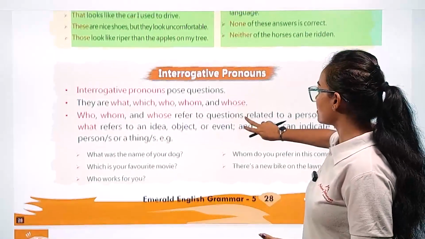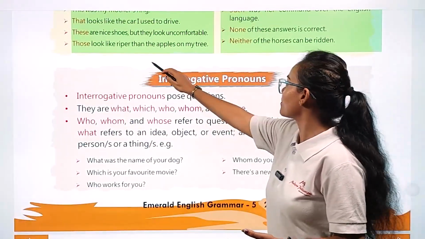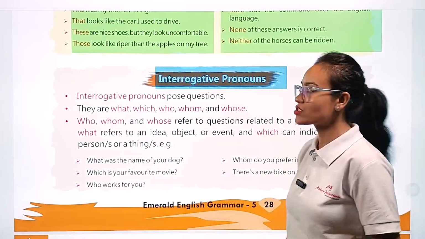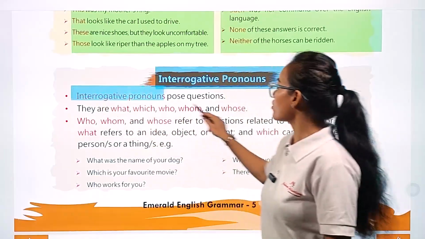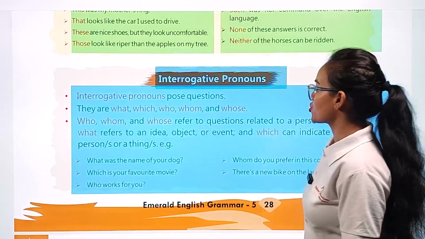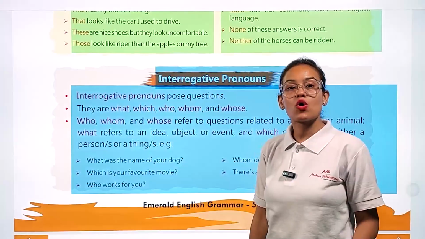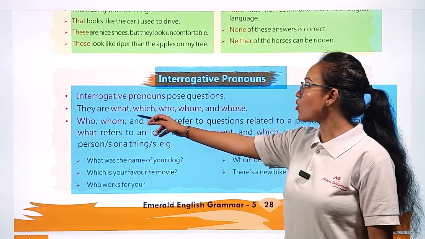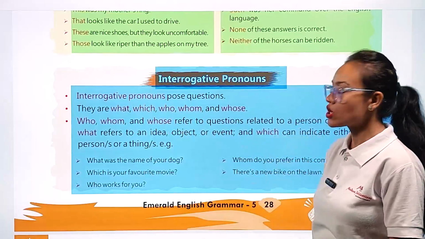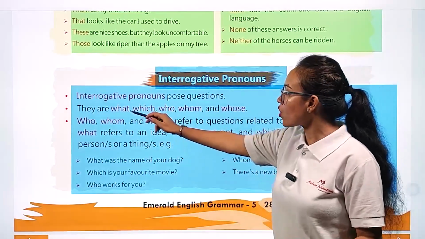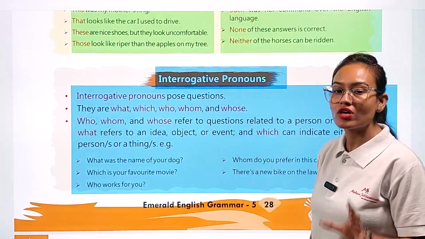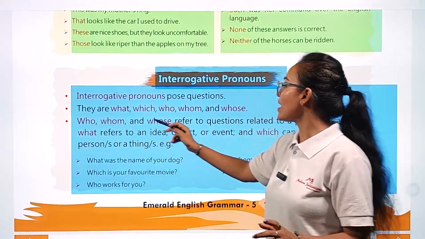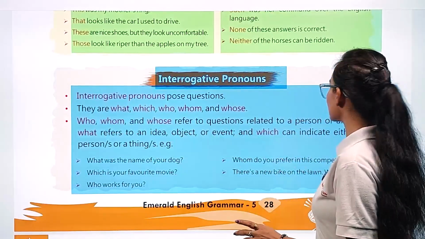Now, our next type of pronoun is interrogative pronoun. Interrogative, as the name already suggests, is used when a question is asked. Interrogative pronouns pose questions. So the question words are what, which, who, whom, and whose. Whenever we see the use of what, which, who, whom, and whose, it means they are talking about interrogative pronouns. Who, whom, and whose refer to questions related to a person or animal.